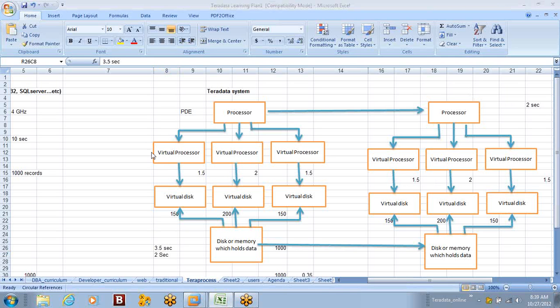So, is it clear about the characteristics and features of the Teradata system? If you don't have any other questions, I will walk through the curriculum, what we are going to cover.